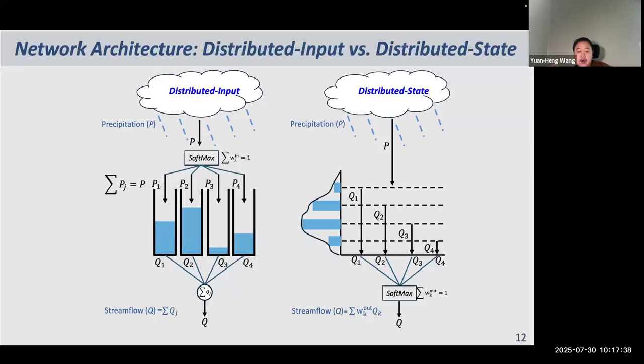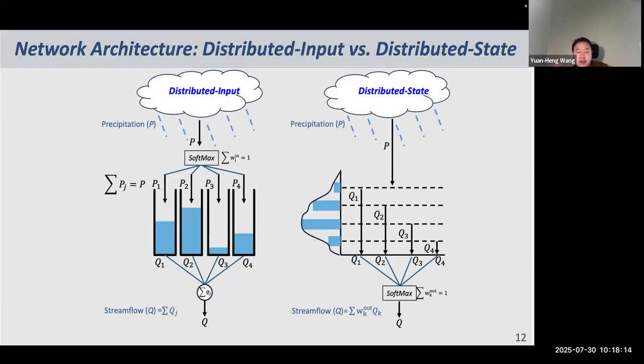And another potential case for distributed input is, if it's multi-layers, then it's similar to saying that we partition the watershed into upstream and downstream, right? So it's a way of conceptualizing how the catchment looks. And the second case is the distributed state hypothesis, shown at the right. In this setup, the input gate value is fixed at 1 for all the nodes, meaning each node receives the full set of inputs, including the precipitation and PET.